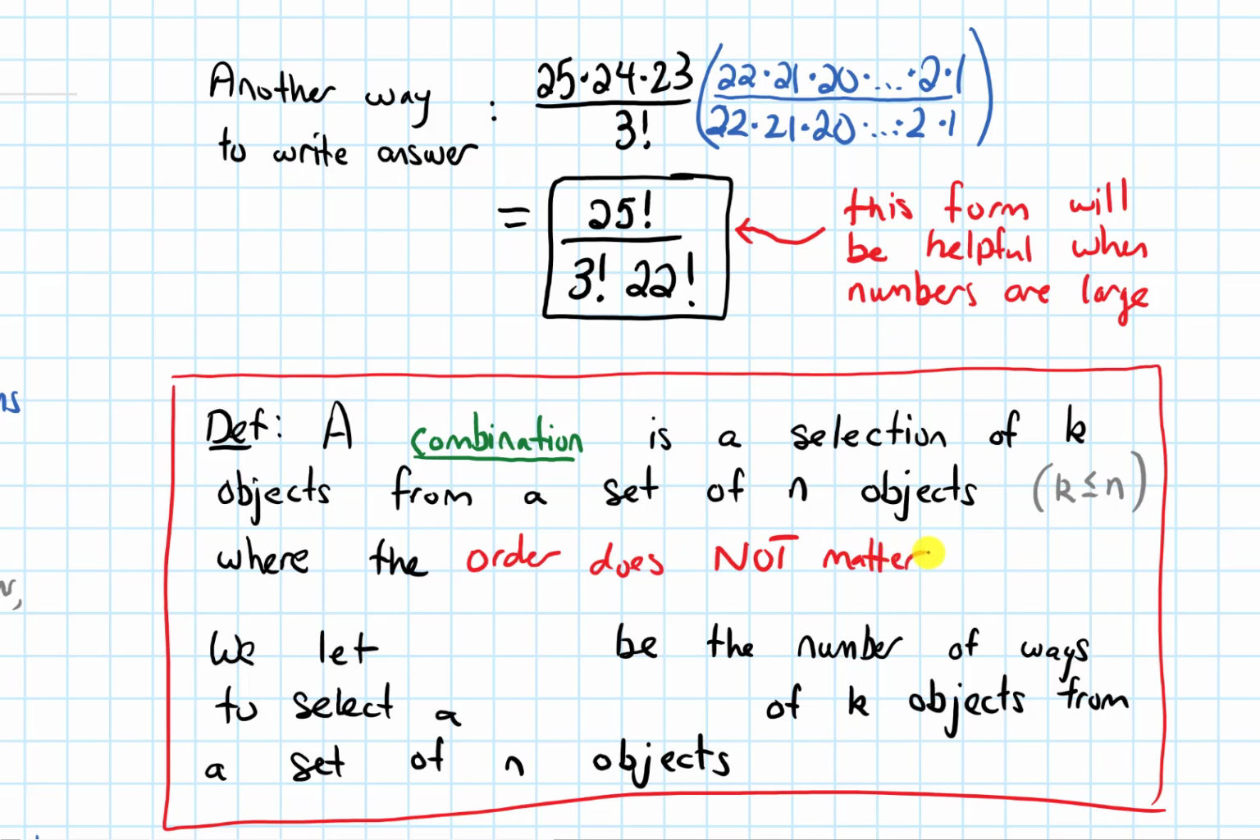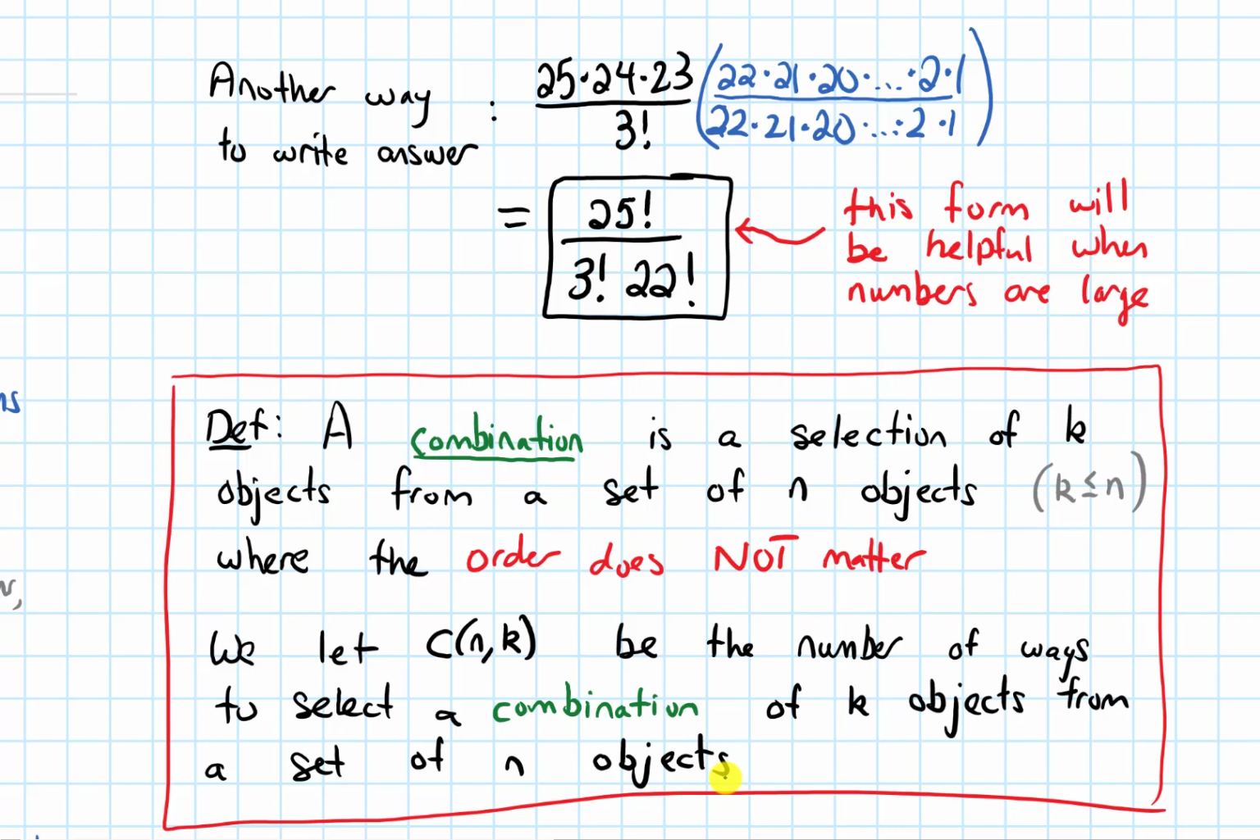And we're going to have a notation to refer to the number of combinations. We are going to let C(n, k), or sometimes I'll call this C of n comma k to use function notation, be the number of ways to select a combination of k objects from a set of n objects.